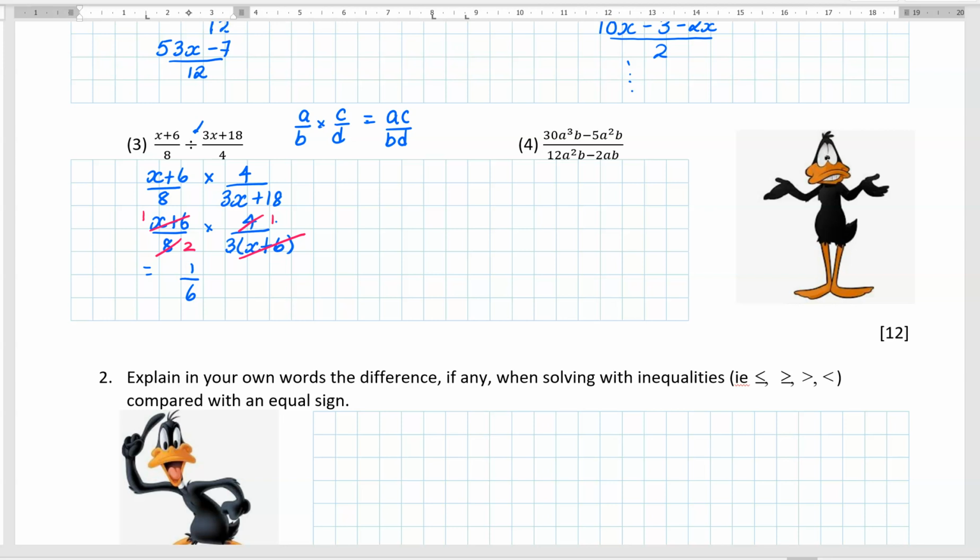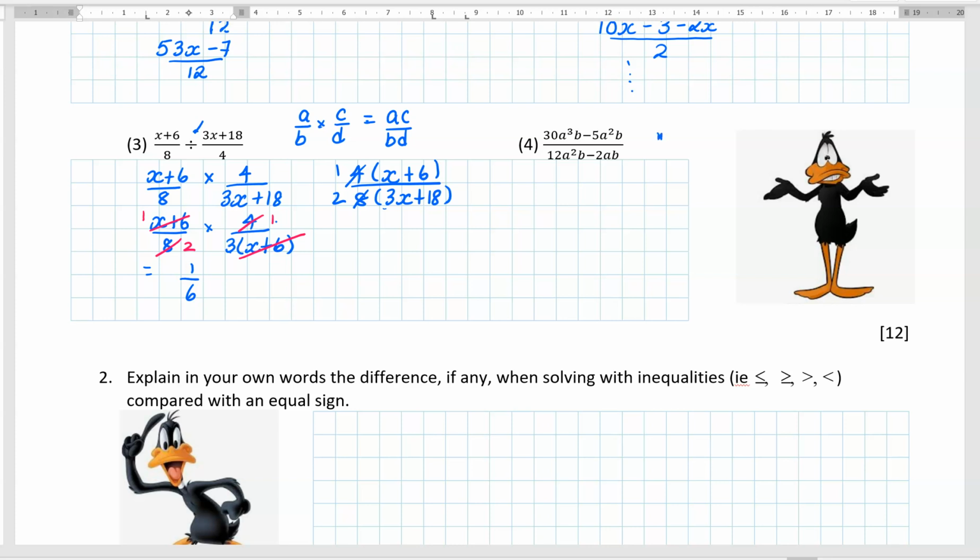Okay? If you had multiplied across, you would sort of get the same thing. So you'd get 4 times x plus 6 over 8 times 3x plus 18. Again, you had to remember to use the brackets. You could cancel the 4 and the 8, again, 1 and 2, and then you'd have to pull out your common factor of 3. So you get the same answer. It just depends how you like to do it. Some people find this cancelling messy, then they forget the 2 and the 3 there. So you do a little bit of practice.